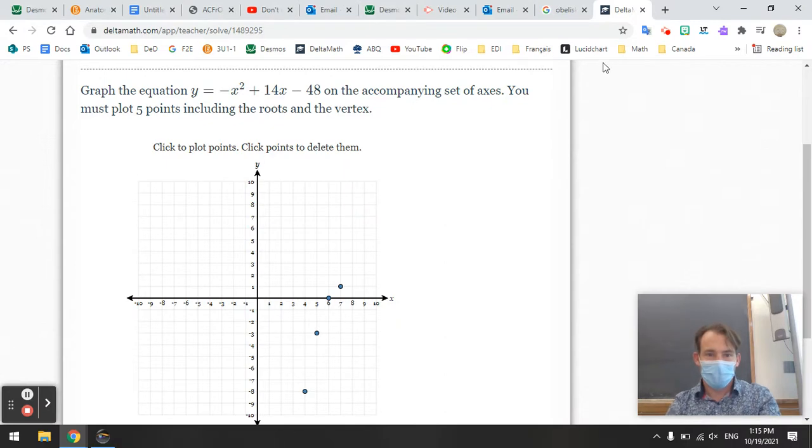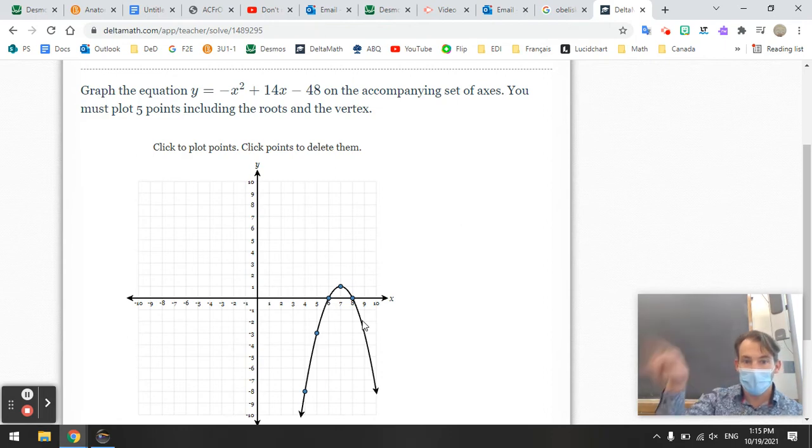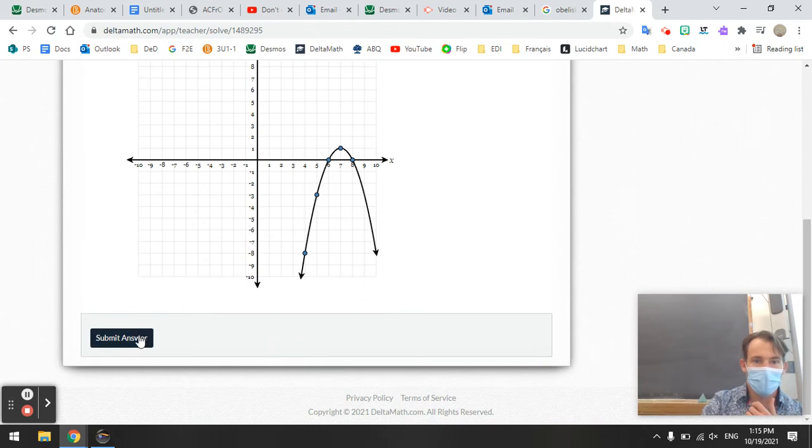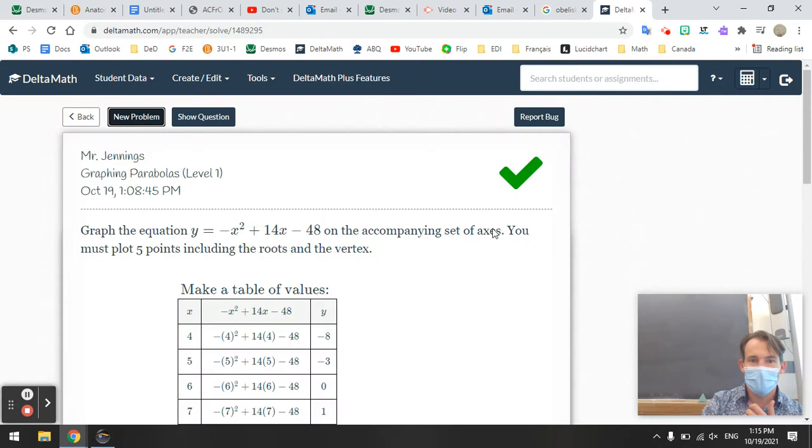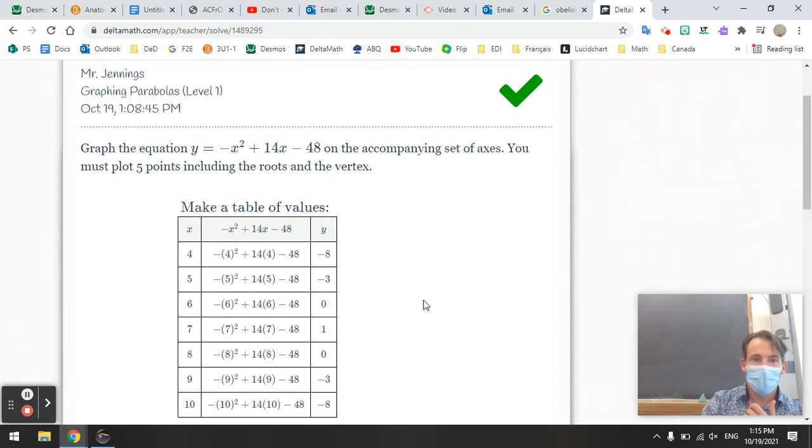So the whole time, are you just trying to get it to equal 0? No, I'm just trying to find points. And then look, when I graph my 5th point, it puts a parabola through them. Oh, that's cool. And then I say, submit answer. Boop. Am I sure I want to submit this answer? Yes. Yay.